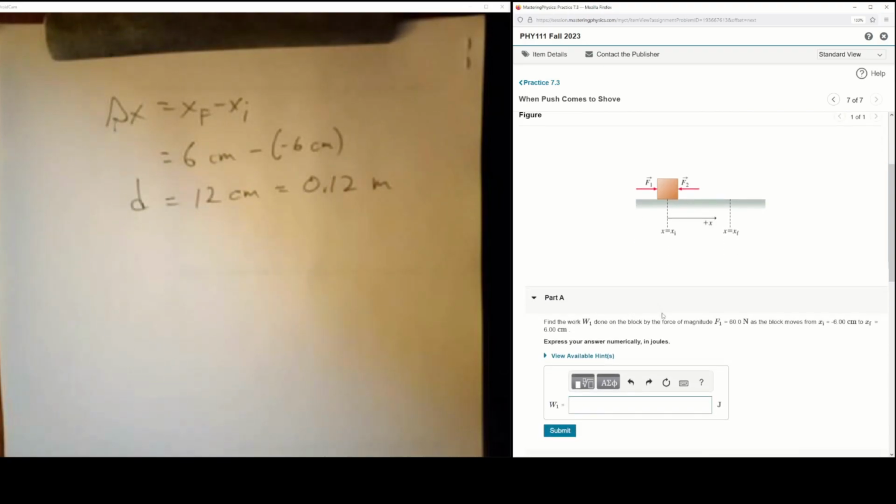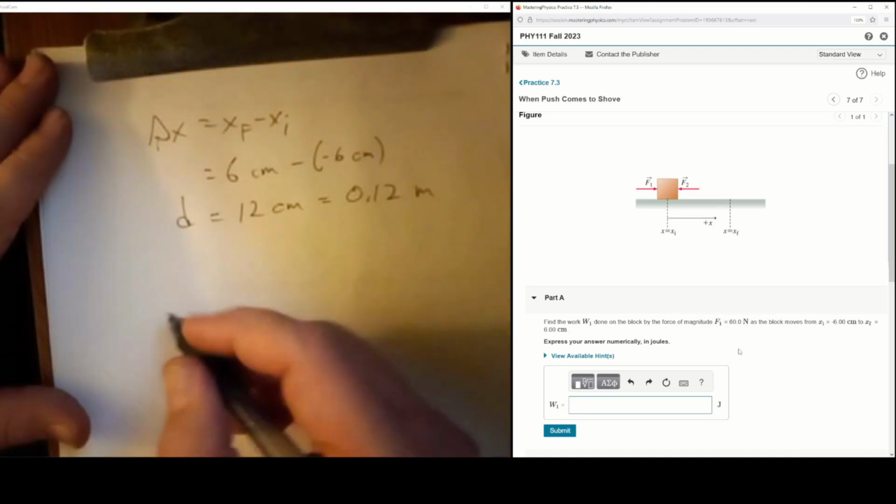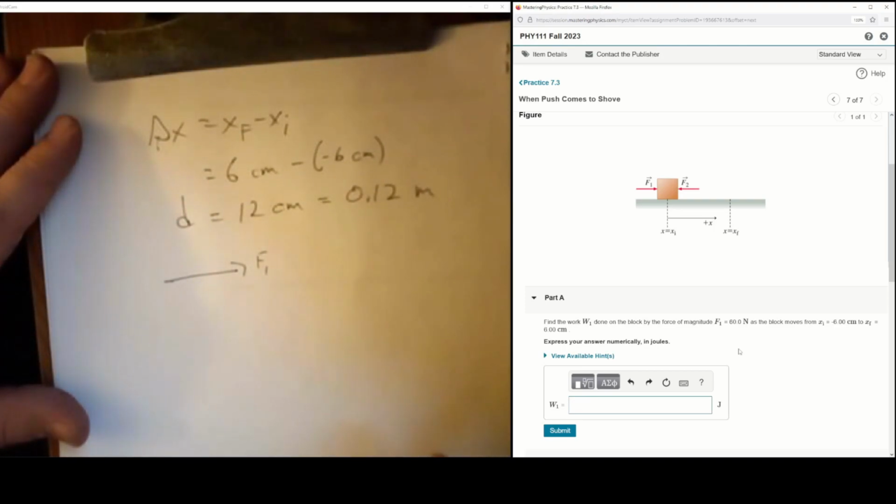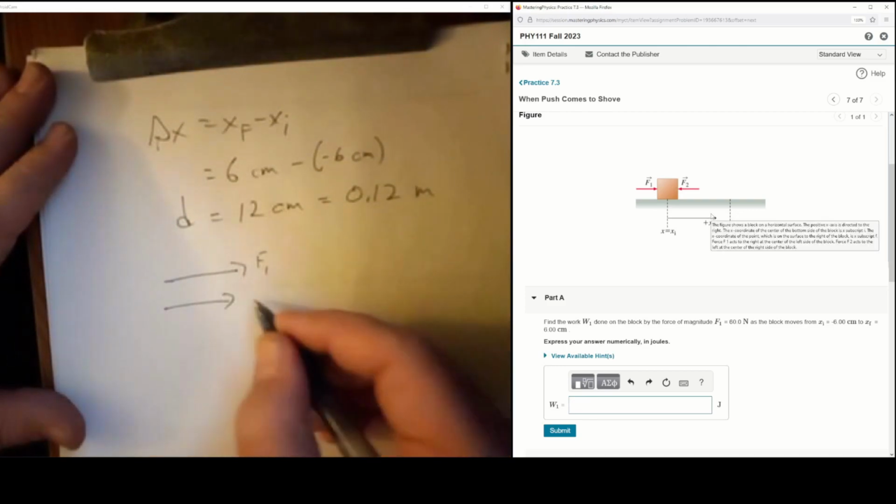And part A says, find the work W1 done on the block by the force F1. So part A is asking, what is the work done by force 1? Well, force 1 points to the right, and you can see on the picture they have an arrow indicating the box is indeed moving to the right. So our displacement is also to the right.